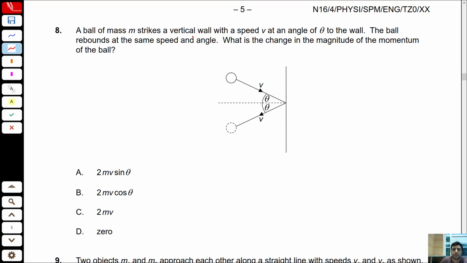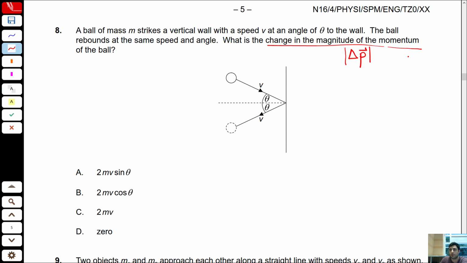A ball of mass m strikes a vertical wall with a speed v at an angle of theta to the wall. The ball rebounds at the same speed and angle. What is the change in the magnitude of momentum? So in other words, it's just asking us to find the change in momentum, and we're only interested in the magnitude, not the direction. So the direction doesn't matter. So we are taking the absolute value of the change in momentum. If the change in momentum is negative, we will just convert it into positive. So it's just interested in the magnitude.